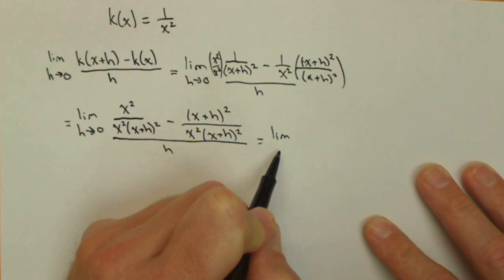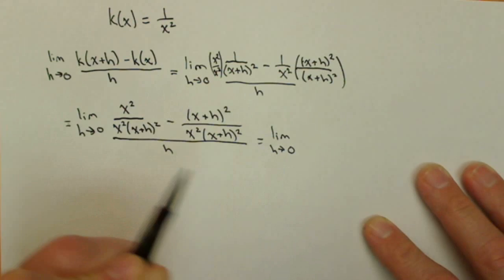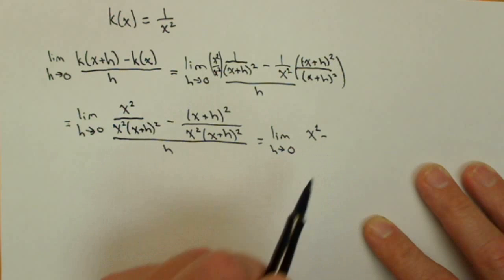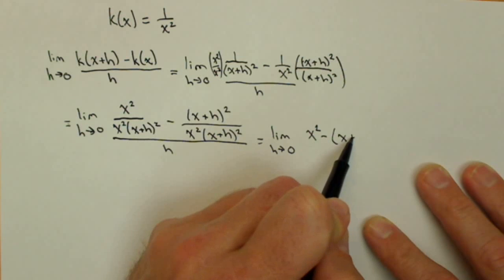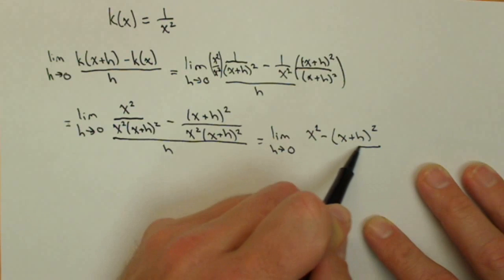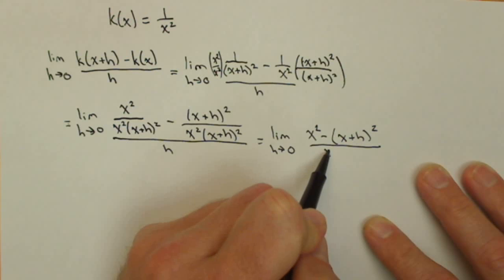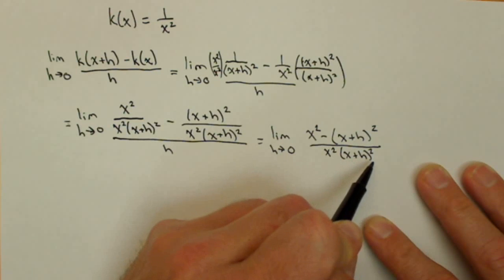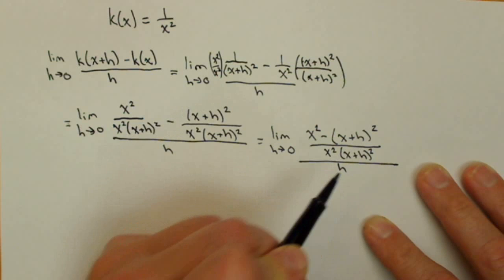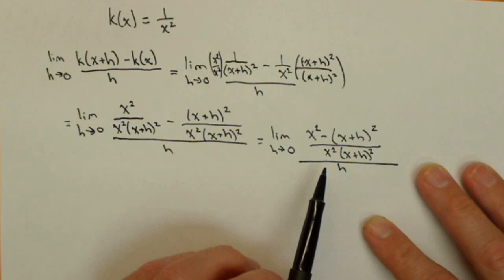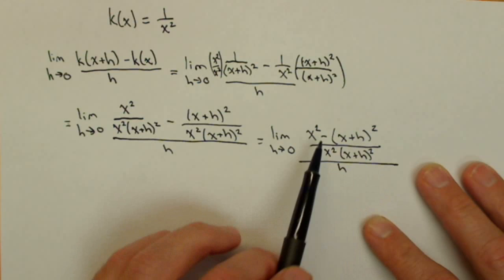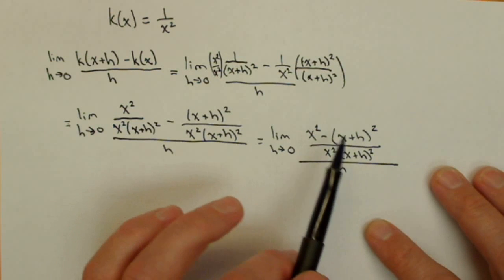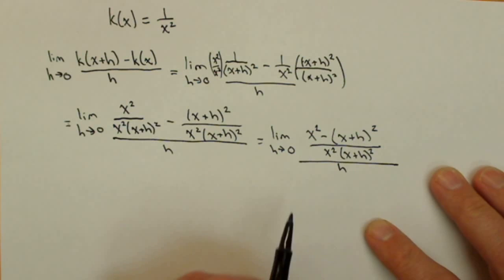So we have the limit as h approaches 0. We're going to write this in a single numerator, so x squared minus x plus h, the quantity squared, over just a single denominator, x squared times x plus h, the quantity squared, all over h. Sometimes here students have a desire to try and do some canceling. There's really not any canceling we can do at this point. In fact, we set it up like this, so we want this stuff in here.